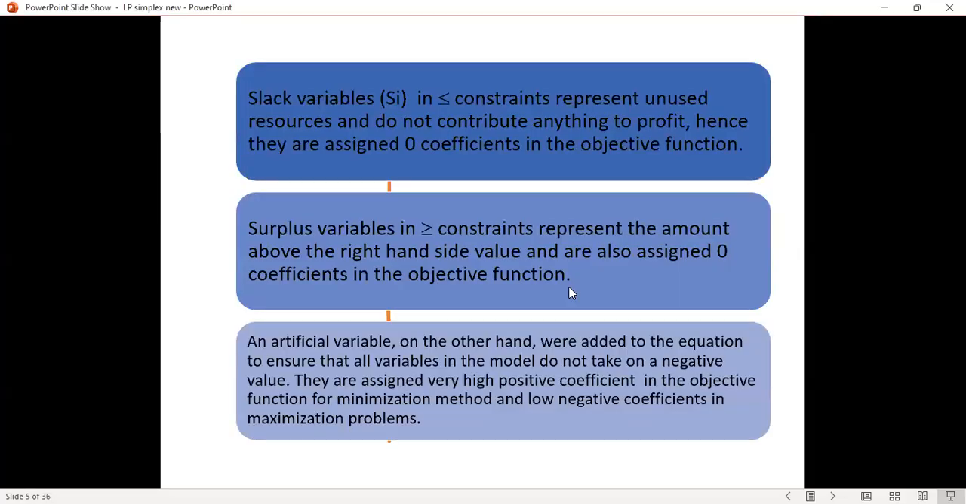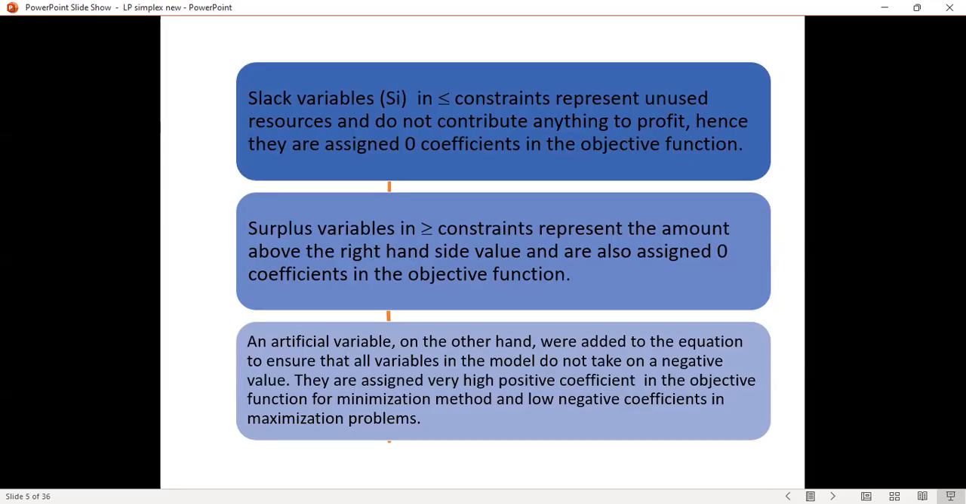Now the slack variables in the less than or equal to constraints represent unused resources. If that constraint, for instance, is associated with assembly time, the slack associated with that constraint represents the unused assembly time. Surplus variables, on the other hand, represent the amount above the right-hand side value. If that constraint, for instance, represents the minimum requirement for calories, the surplus variable represents the amount above the minimum requirement for calories. The artificial variables do not mean anything.